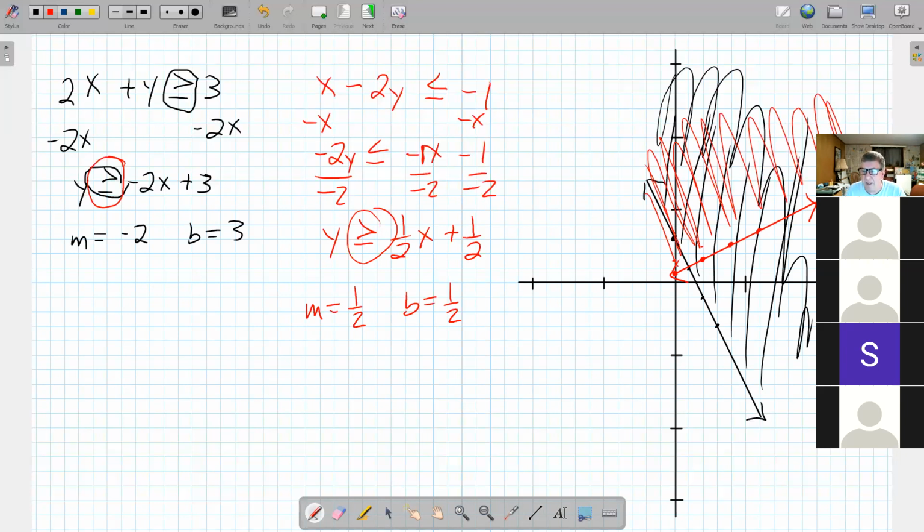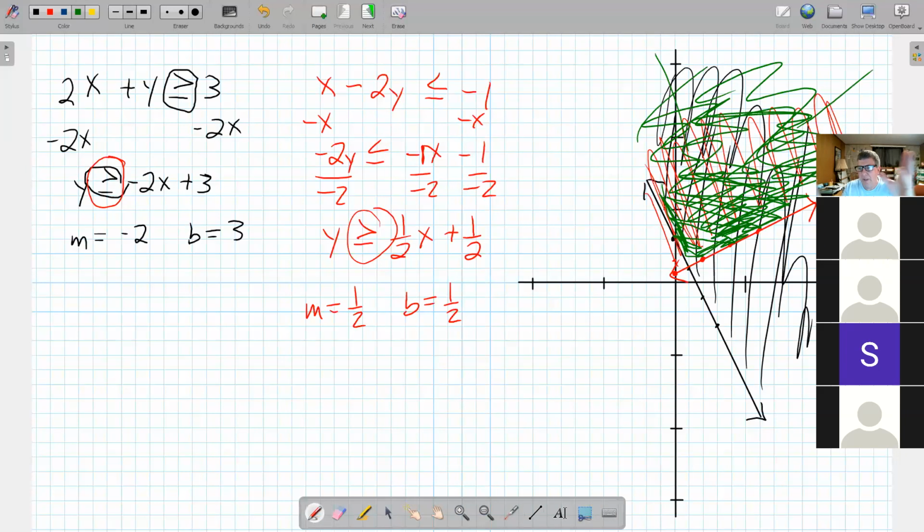All right, so now the black is the solution to the first inequality. The red is the solution to the second inequality. The solution to the entire system is where the black and the red overlap. And I'm going to make those green. So that would be everything above this and above that, and then going on forever out in that direction. All right, how are we doing?